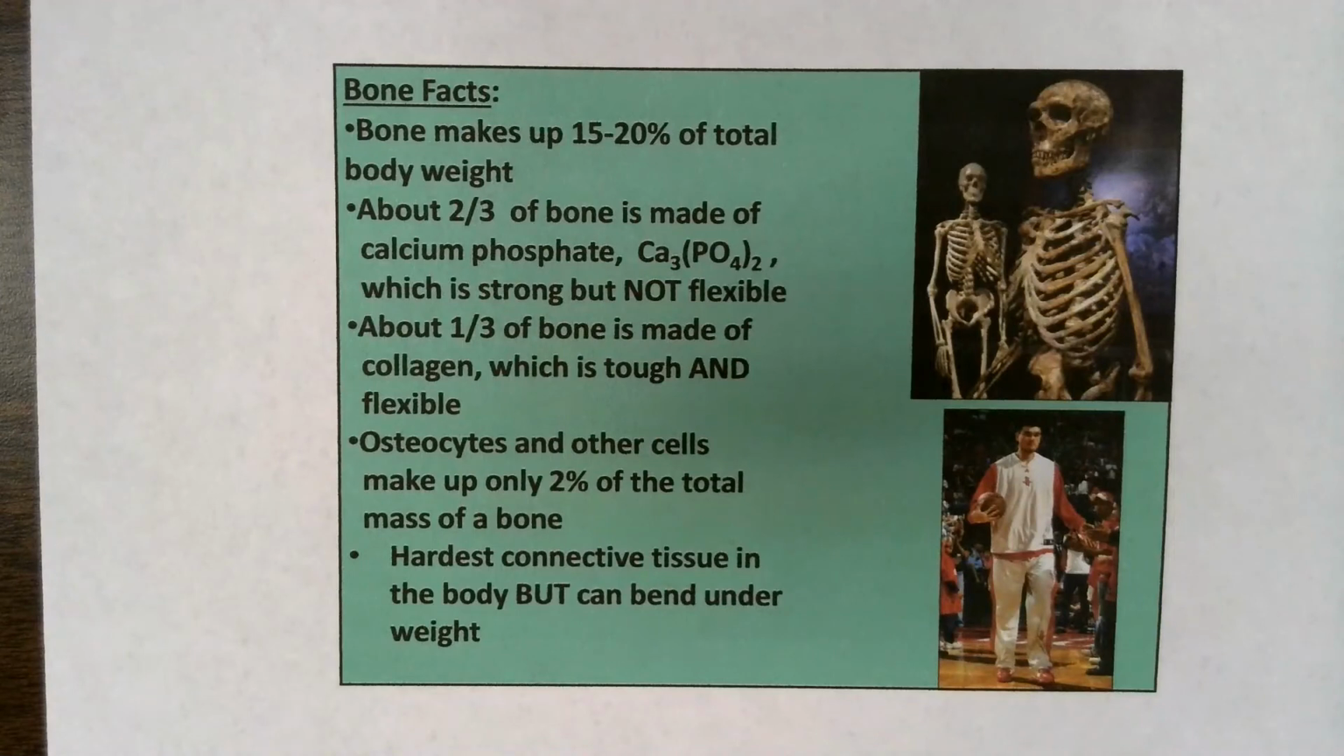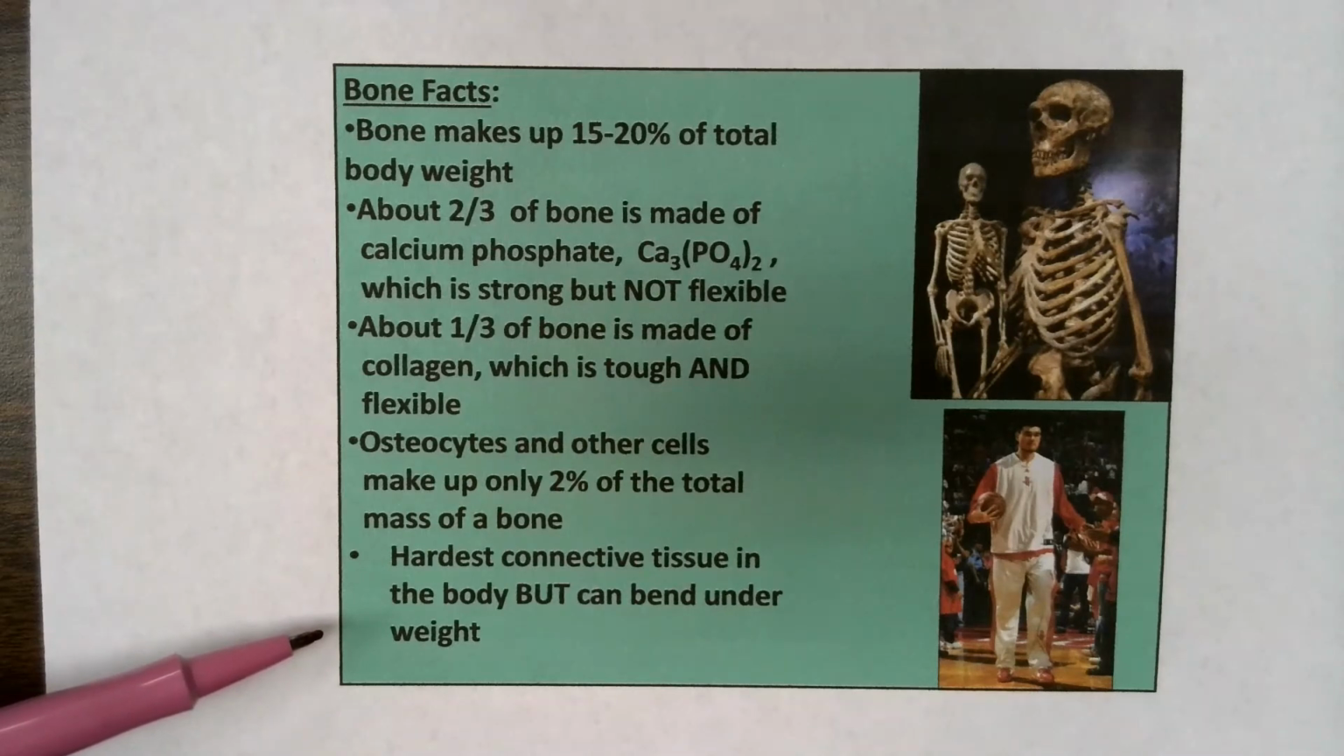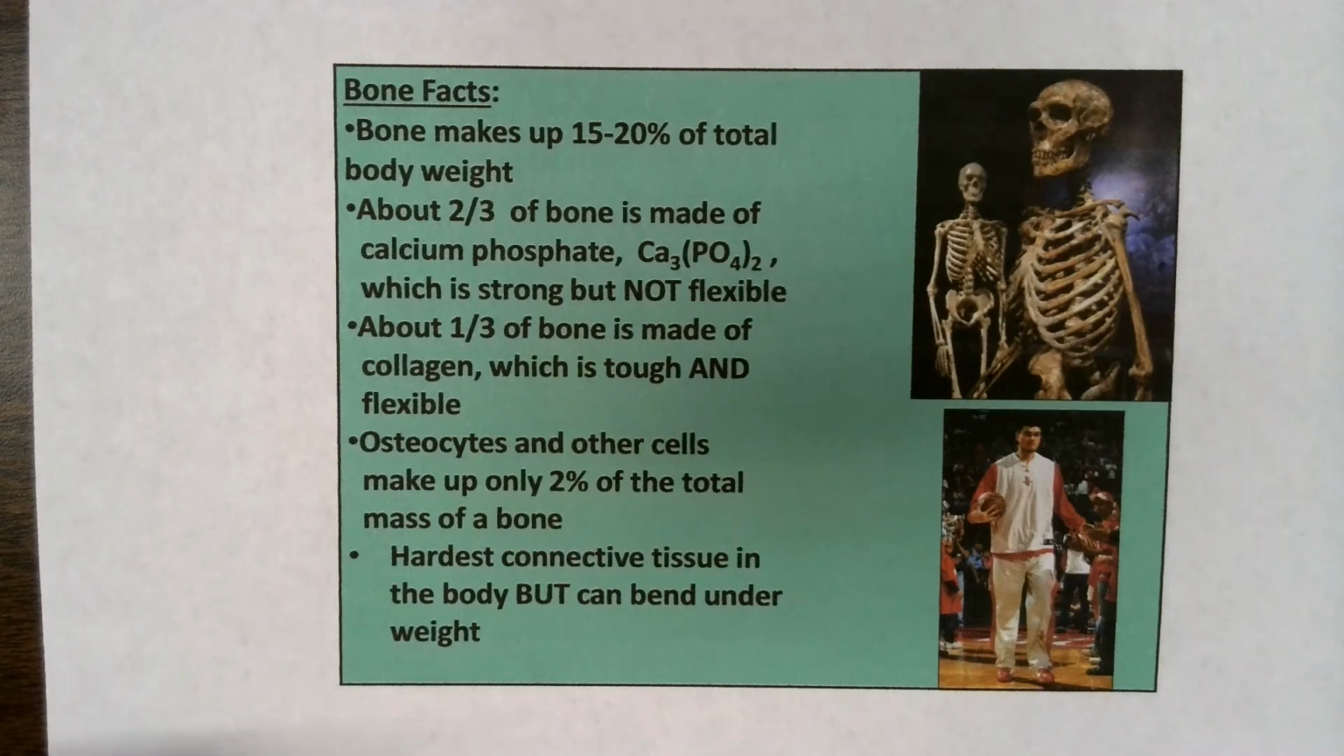All right, so we've already talked about the fact that osseous tissue or bone is the hardest connective tissue in the body, but it can actually bend under weight. Okay, so we'll talk about dispersion of forces along the length of a long bone, for example, especially when you're talking about somebody that's huge like Yao Ming.